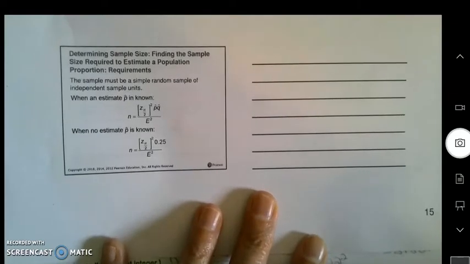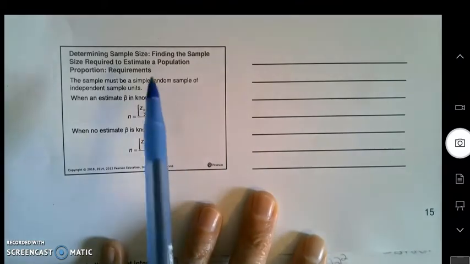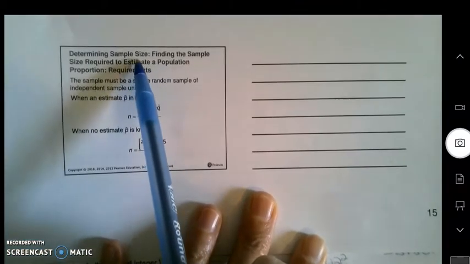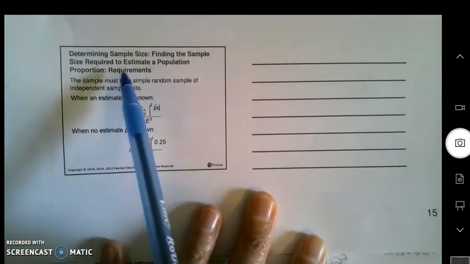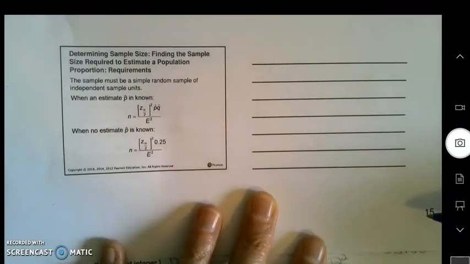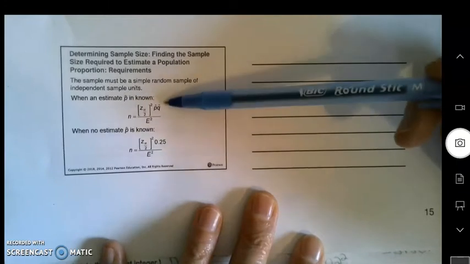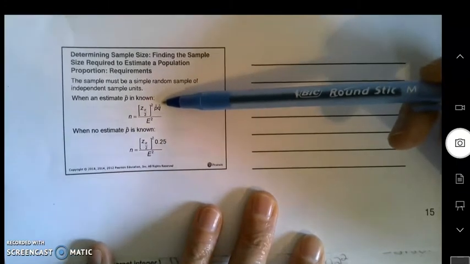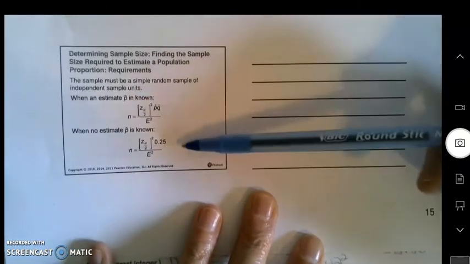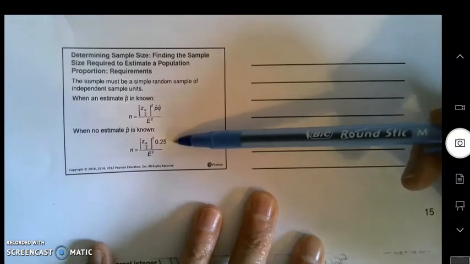Okay, the second part of section 7.1 talks about determining sample size for estimating a population proportion. This is on page 15 from the PowerPoint. There are two formulas. The first one is if you have some information about p-hat. The second one is if you have no estimate about p-hat.